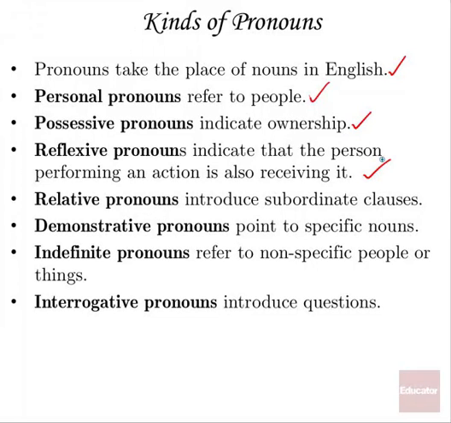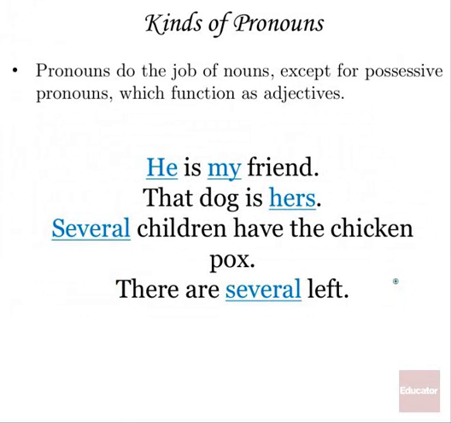Relative pronouns introduce subordinate clauses, so we're looking at that and which and that whole family. Demonstrative pronouns point to specific nouns: this, that, these, those. Indefinite pronouns refer to non-specific people or things: somebody, anybody, everyone, all that good stuff. And interrogative pronouns introduce questions: who, what, when, where, why. Pronouns do the job of nouns except for possessive pronouns, which do the job of adjectives.